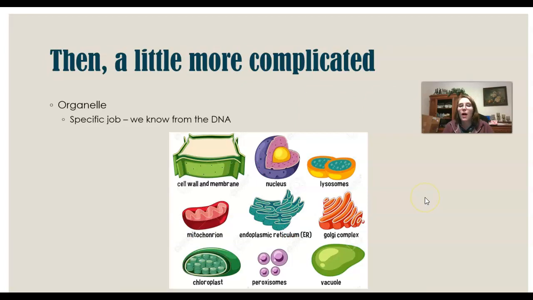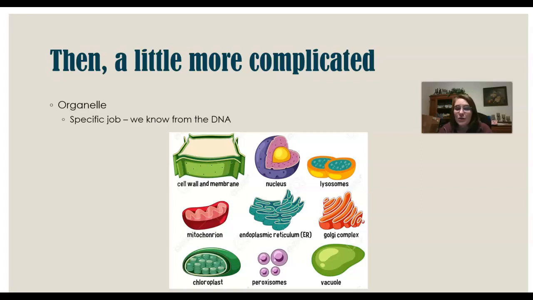Then we get a little more complicated. DNA is inside of the nucleus in eukaryotic cells, or it's inside of a cell in a prokaryotic cell. So we know that DNA has to be smaller or less organized than cells for sure. But since organelles are even smaller than cells, we have to have this step in between, which is organelles.